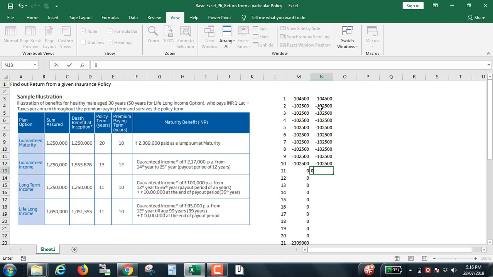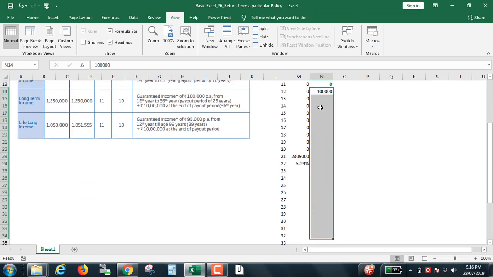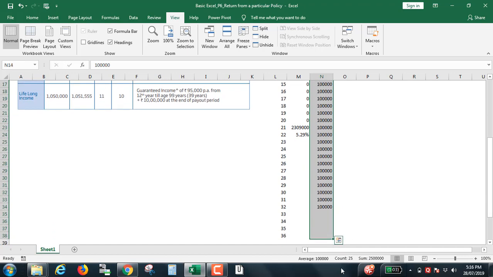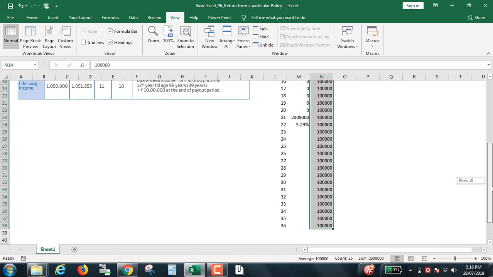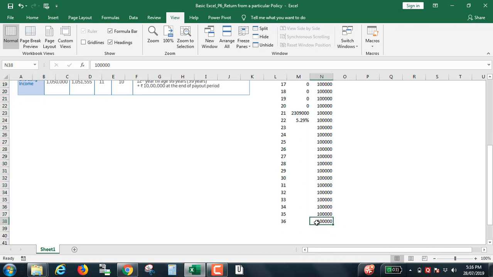In the 11th year, there is no payout and no receipt. From the 12th year, for 25 years, we are getting an amount of 1 lakh. So this is the count 21. We have received 21 times, but we have to make it 25. So these are the 25 payouts. And at the end of the 36th year, in this year only, we are getting 10 lakh rupees extra. So I'll write 10 lakh rupees. So this is 11 lakh rupees at the end of the 36th year.